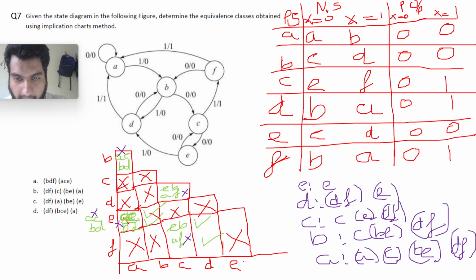So what I'm doing here, I'm just checking. Here no class is equivalent, so I'll just write E. Here D is equivalent to F, so I have written DF. Here no class is equivalent, so I'll write C. Here B is equivalent to E, so I'll put them in one class, BE. Here no class is equivalent, so I'll put A. So A, C, BE, DF. So option B is my correct answer.